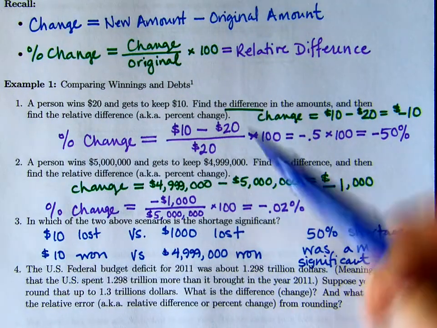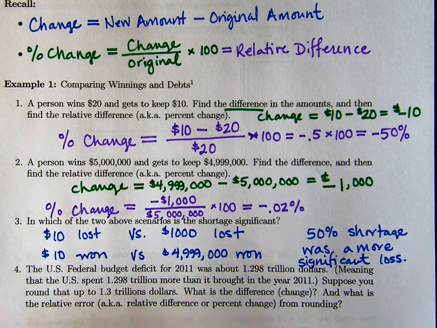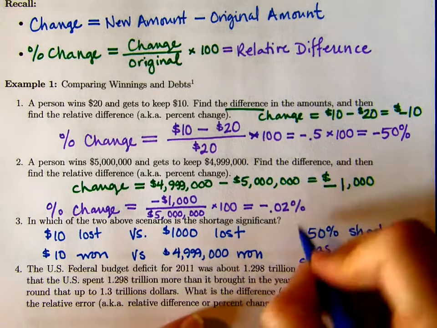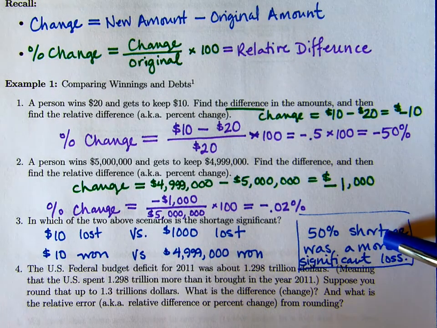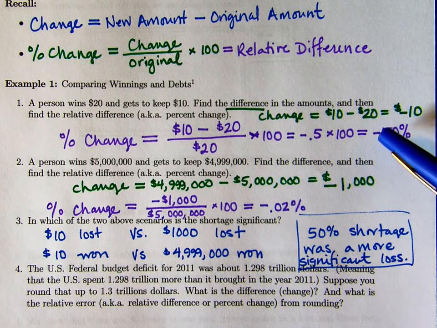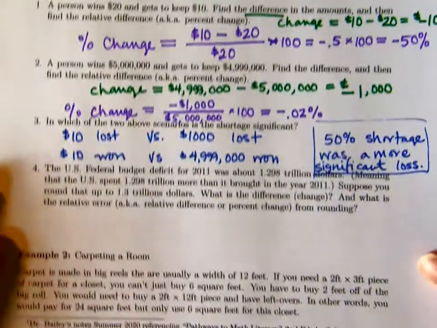So this percent change, or relative difference, or relative change, relative quantity, I think they're going to call it in Math 104, Gen Ed Math. You got to take each of these things into account. And this is a very telling measure to see how drastic it was compared to the original amount.